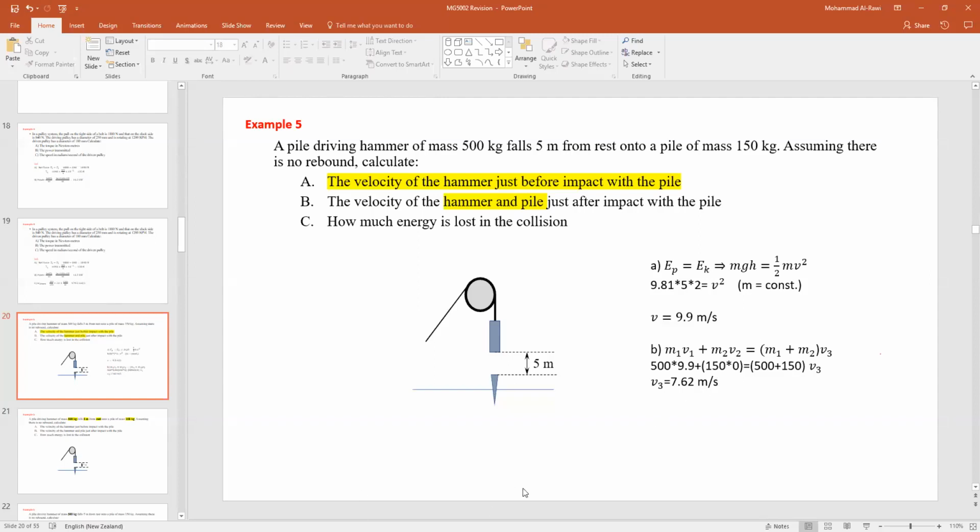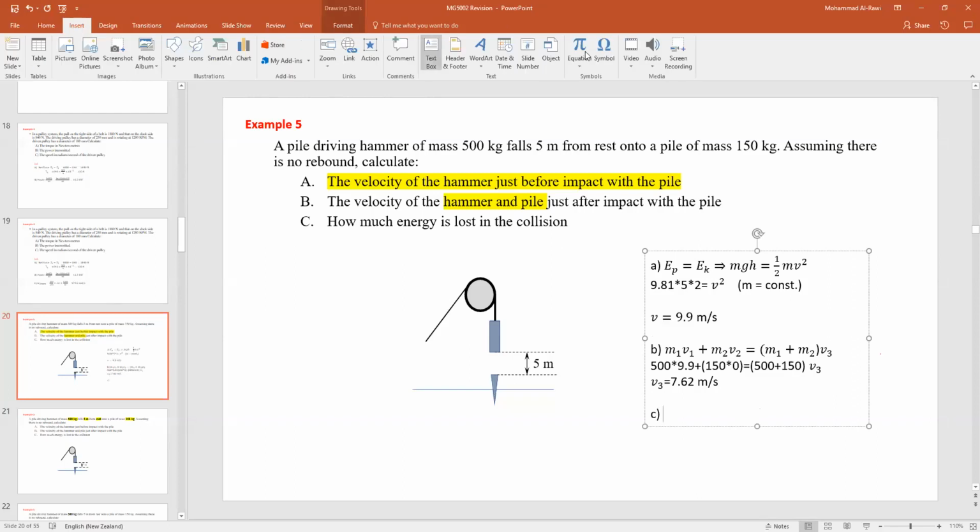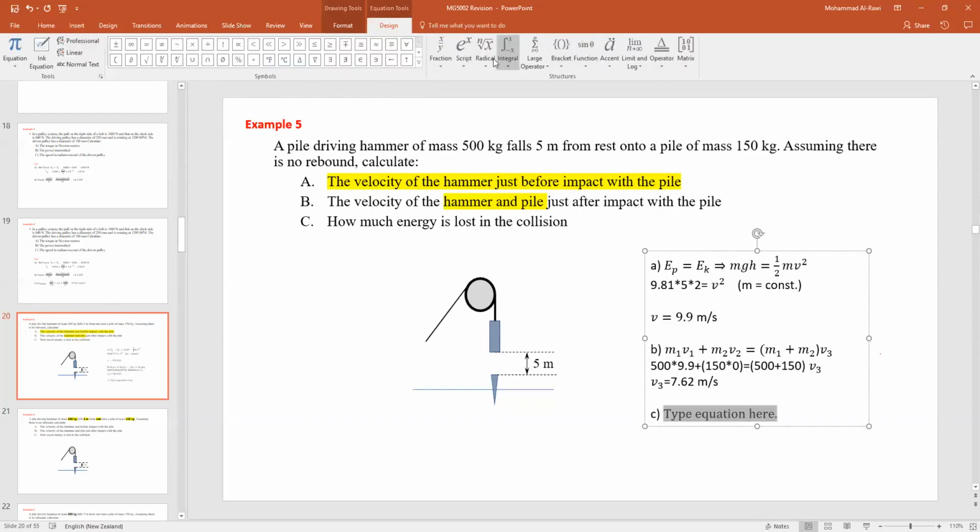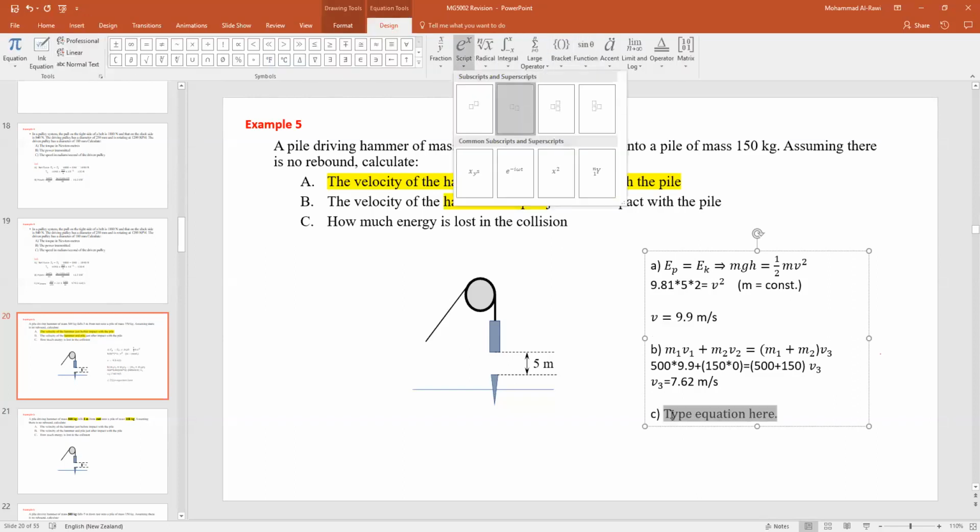All right, let's try to solve for part C. So for part C, what do you have, guys? It's asking you how much energy is lost in the collision. So what do you have? We need to write the equation of energy. We're talking about the collision, by the way. Don't confuse yourself. Read the question carefully and answer exactly.